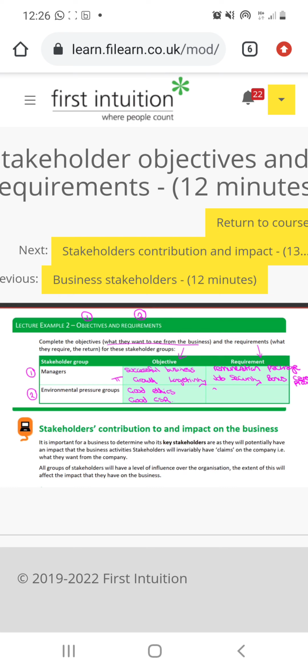So the requirement here is that they'll want control over waste, control over noise pollution, recycling practices, and company policies regarding the above.